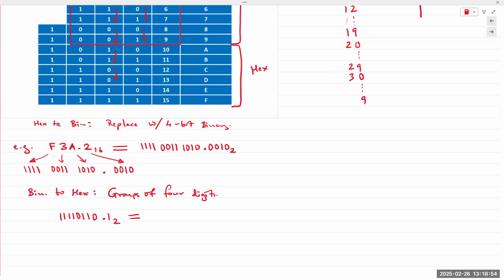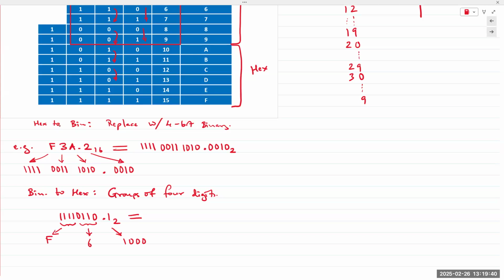Then we create groups of 4. If needed, to create a group of 4, we can add leading zeros or trailing zeros. If it's after the decimal point, then we add trailing zeros. So this would be F, this would be 6, and then 1 would become 1000. We add zeros after the decimal point.